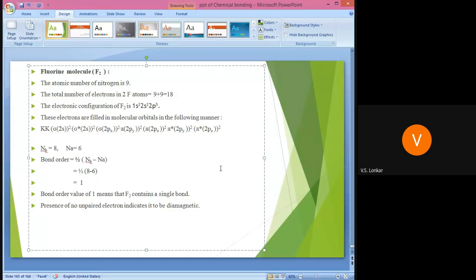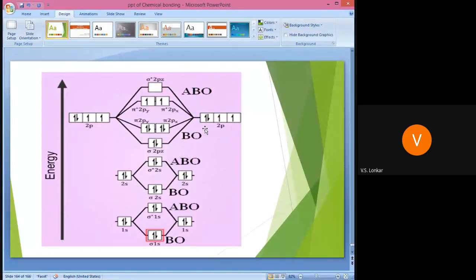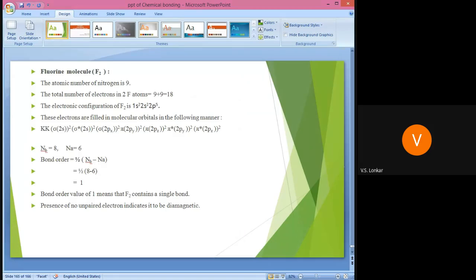Again, when we fill up the electrons in the fluorine molecule, we first fill the electrons in pi 2py and pi 2pz singly, and then pairing takes place. Then count the number of bonding electrons and the number of anti-bonding electrons. There are 8 bonding electrons and 6 anti-bonding electrons. Then calculate the bond order. After calculating the bond order, we get the answer 1.